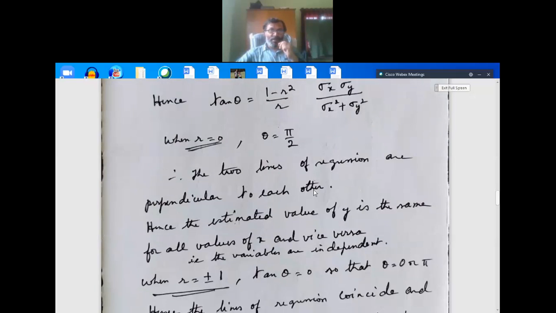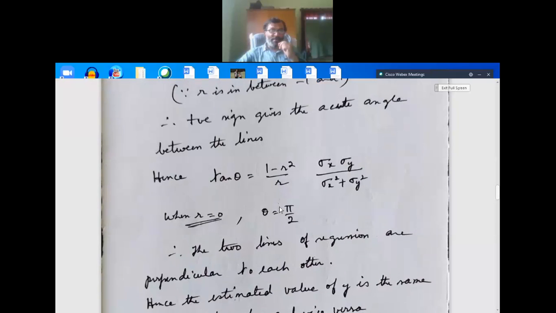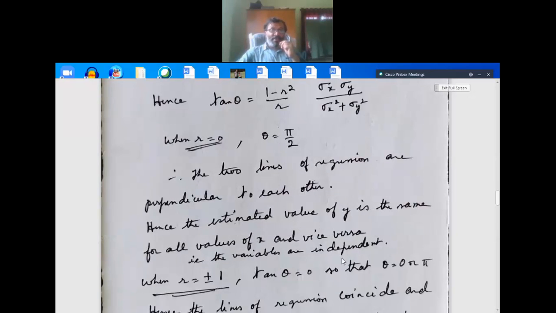The two lines of regression are perpendicular to each other. That means when r equals 0, theta is pi by 2, which means the angle between the two lines is 90 degrees. That means the two lines of regression are perpendicular to each other. What is the meaning? The variables are independent. Remember, two lines being perpendicular to each other means the variables are independent. That means the estimated value of y is the same for all values of x.